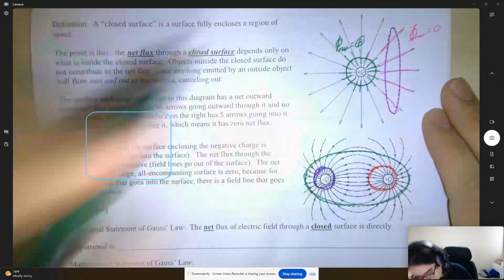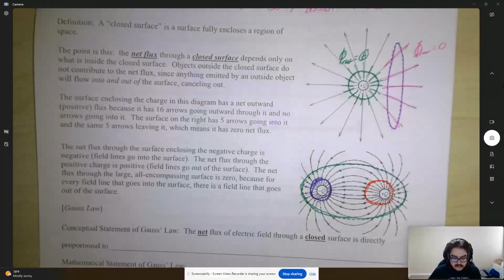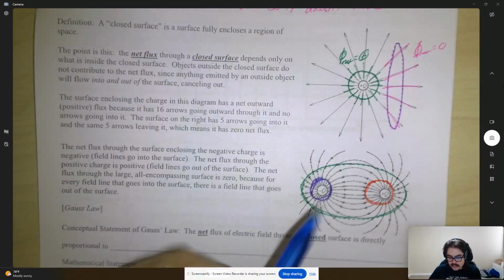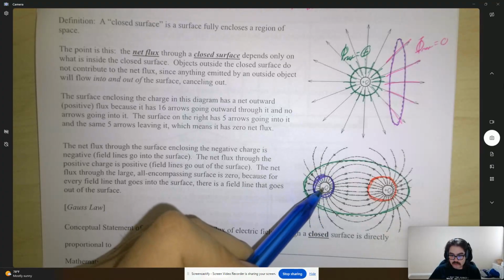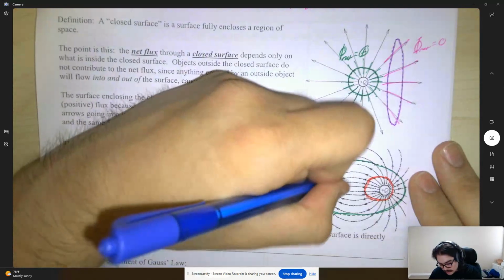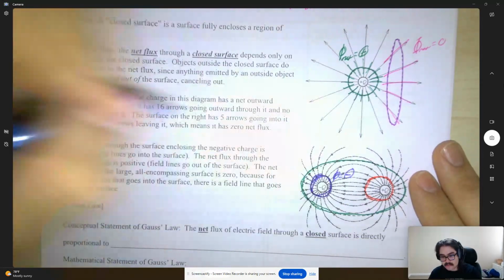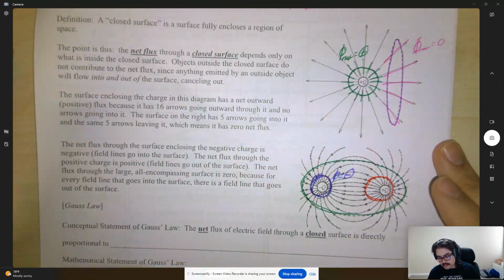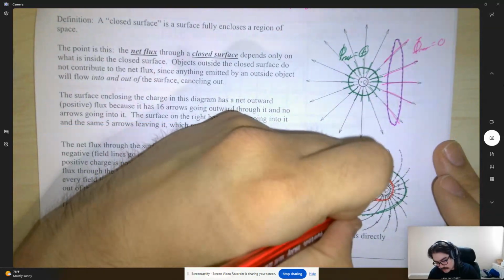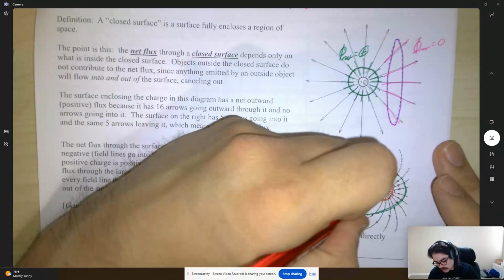Now, when you look at this, you're going to see there's a lot more lines entering the surface. There are only lines entering the surface here, so my flux here is going to have to be negative. In the red one, it's positive. And you can also see that it's dependent on the enclosed charges.